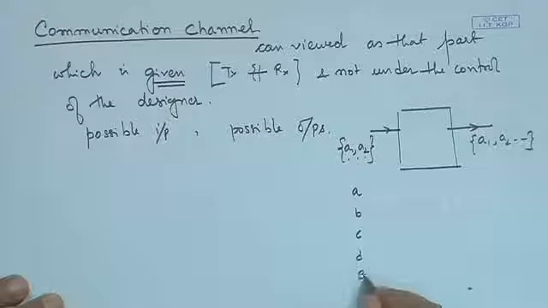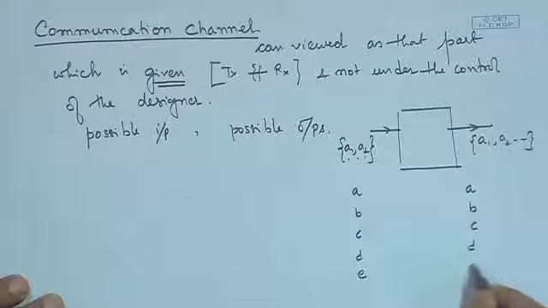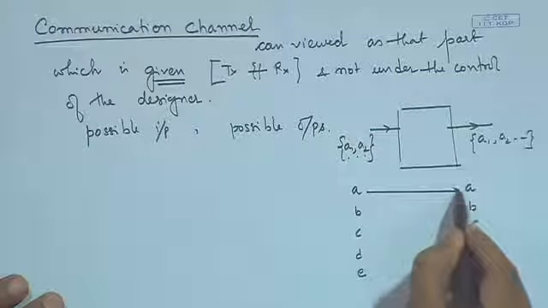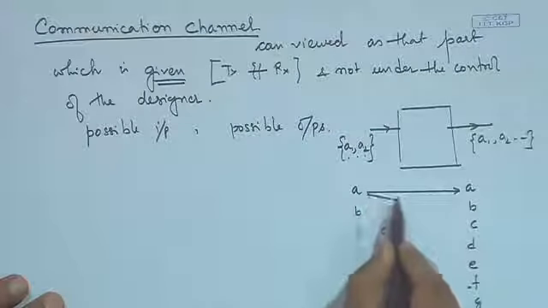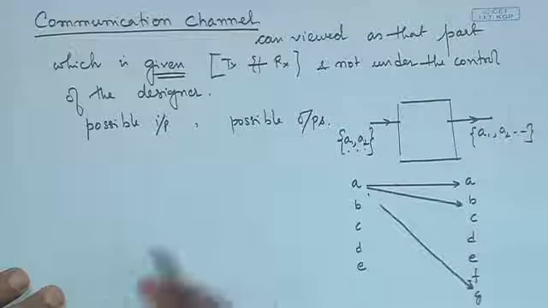This set of possible outputs could be the same as the set of possible inputs. So, I am talking about the same set, but given one particular input, how it affects the output is basically a property of the channel. For example, I may have A, B, C, D, E as possible inputs, and I could also have A, B, C, D, E, F, G as possible outputs. So, A can become A, A can become B, A can become G. This could be the set.